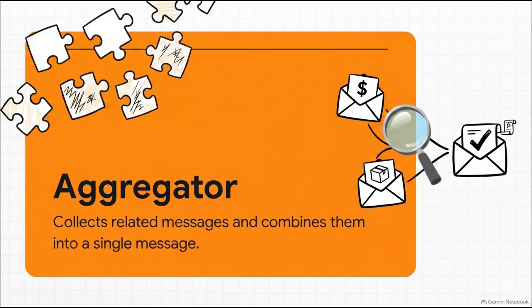Now, the exact counterpart to the splitter is the aggregator. Sometimes you have to wait for multiple pieces of a puzzle before you can move forward. If you split an order to check inventory and process payment at the exact same time, the aggregator collects these related messages over a period of time. It waits for both the payment confirmation and the inventory reservation, and only when it has both does it combine them into a single consolidated order-fulfilled message.